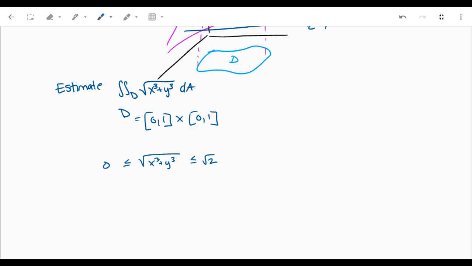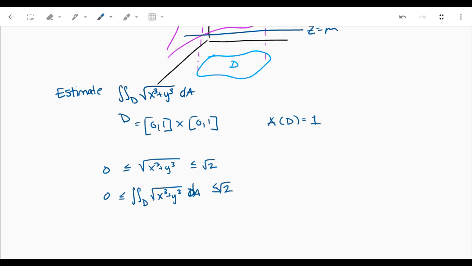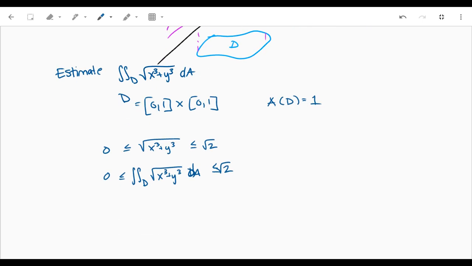Okay, so then the area of D is 1, right? A 1 by 1 square. So this integral dA is somewhere between 0 and square root of 2. And that's the best estimate you can really get, right? But there you go. Okay, so again, have some fun with these.